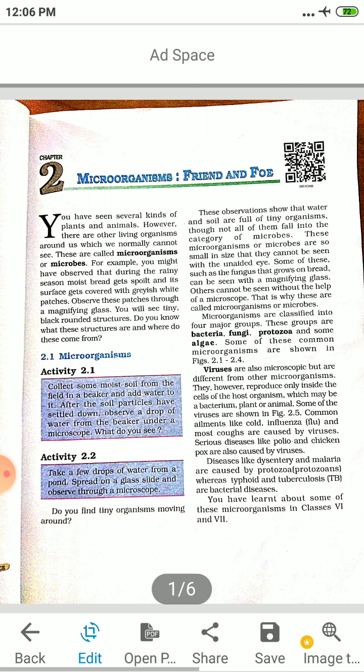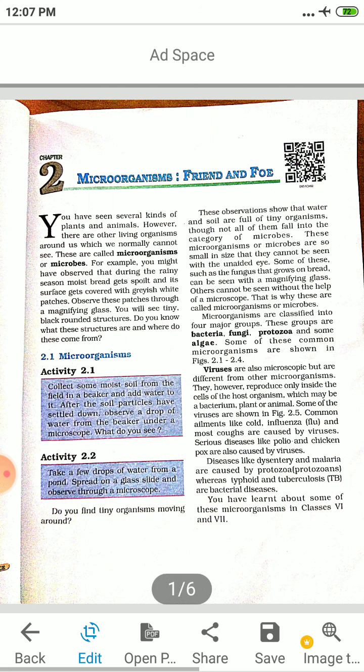Microorganisms are classified into 4 major groups. These groups are bacteria, fungus, protozoa and algae. Some of these common microorganisms are in the figure. Viruses are also microscopic. Right now, which virus? COVID-19. It is a virus, different from other microorganisms. They, however, reproduce only inside the cell of the host organism.